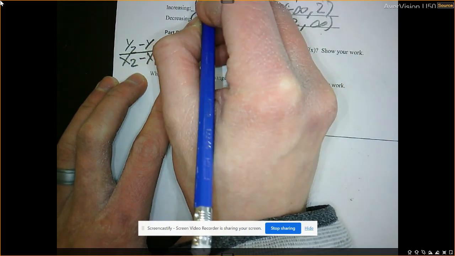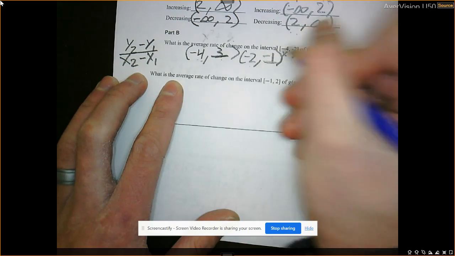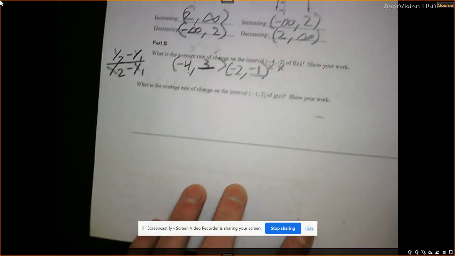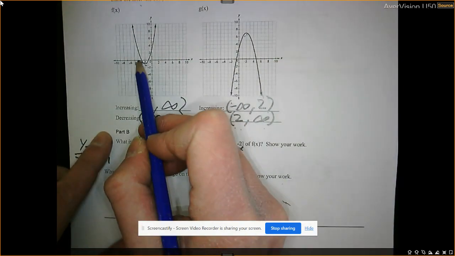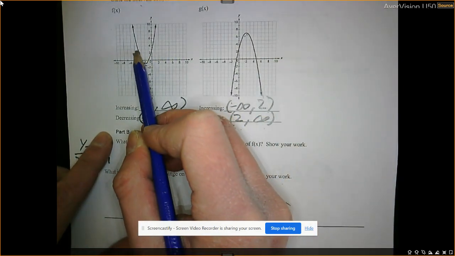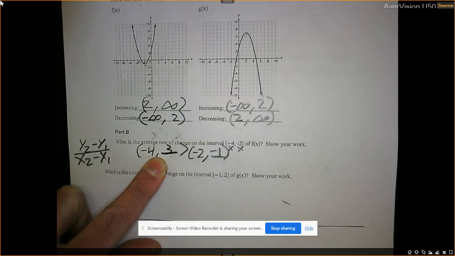What is our y value there? Oh, it looks to be at negative 1. So that's our other ordered pair. Now, from there, I just realized you couldn't see me pointing to the graph. But again, at negative 4, notice how our y value is up at 3. So that's where I got this one from.